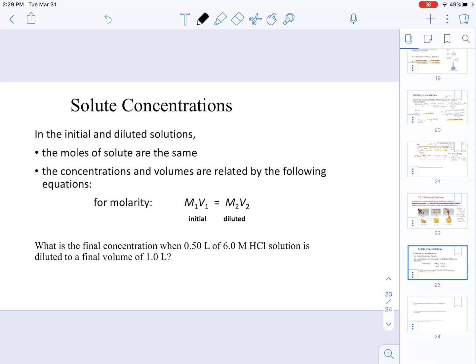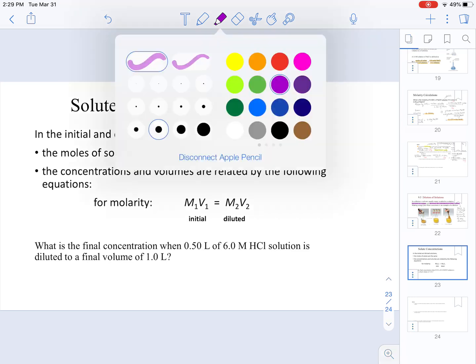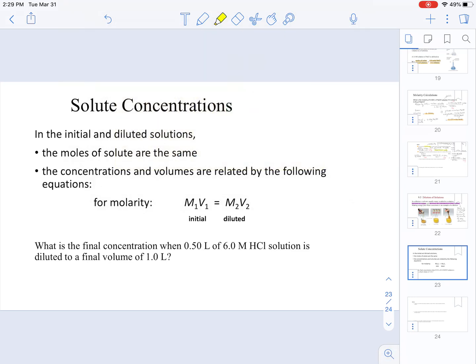Whenever we're doing a dilution problem, understand that that is going to be given by the equation M1V1 equals M2V2, which means that this by definition is the initial molarity times the initial volume is going to equal the diluted molarity times the diluted volume.